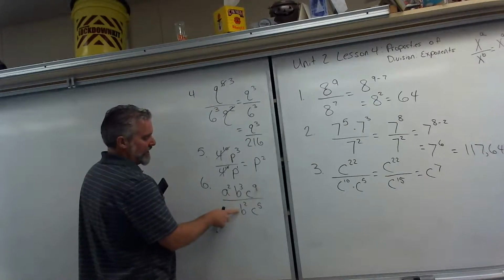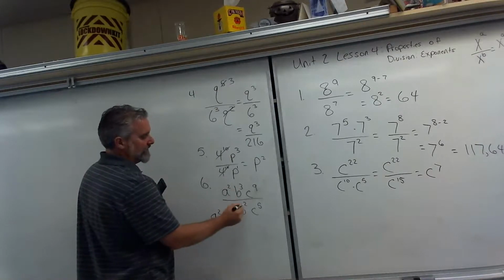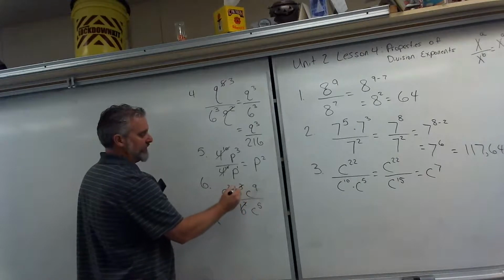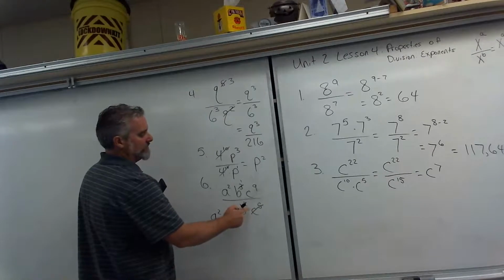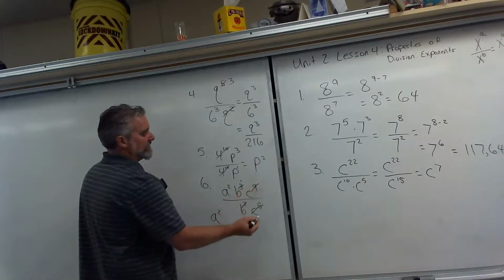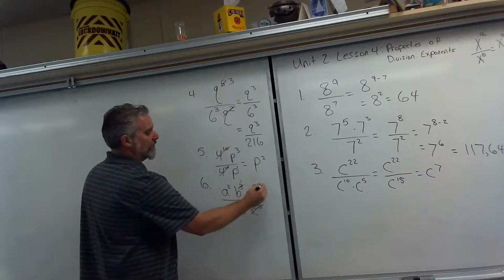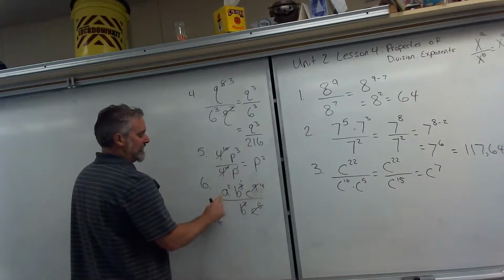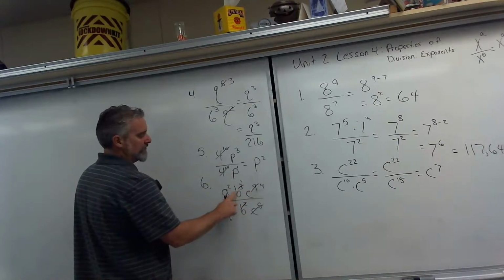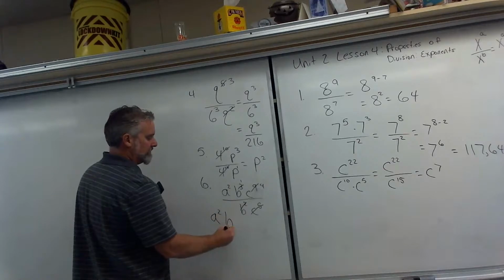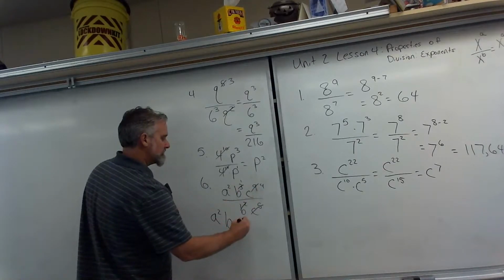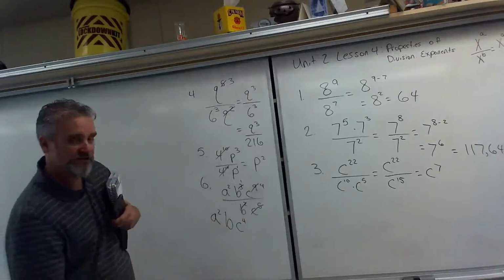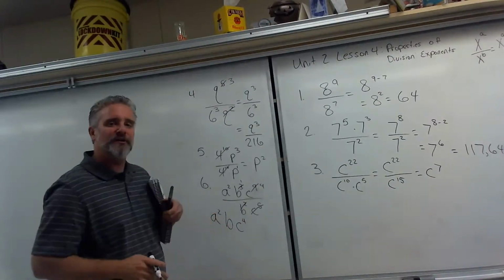Numerator, denominator, 3 and 2. 2 are going to come away from this 3 and leave it with a 1. 5 is going to come away from here and out of here. 5 taken away from 9 is 4. So what's left? A squared, b to the 1st power, which is just b, and then c to the 4th power. Hopefully that looks nice. A little bit tilted down, but it's okay.